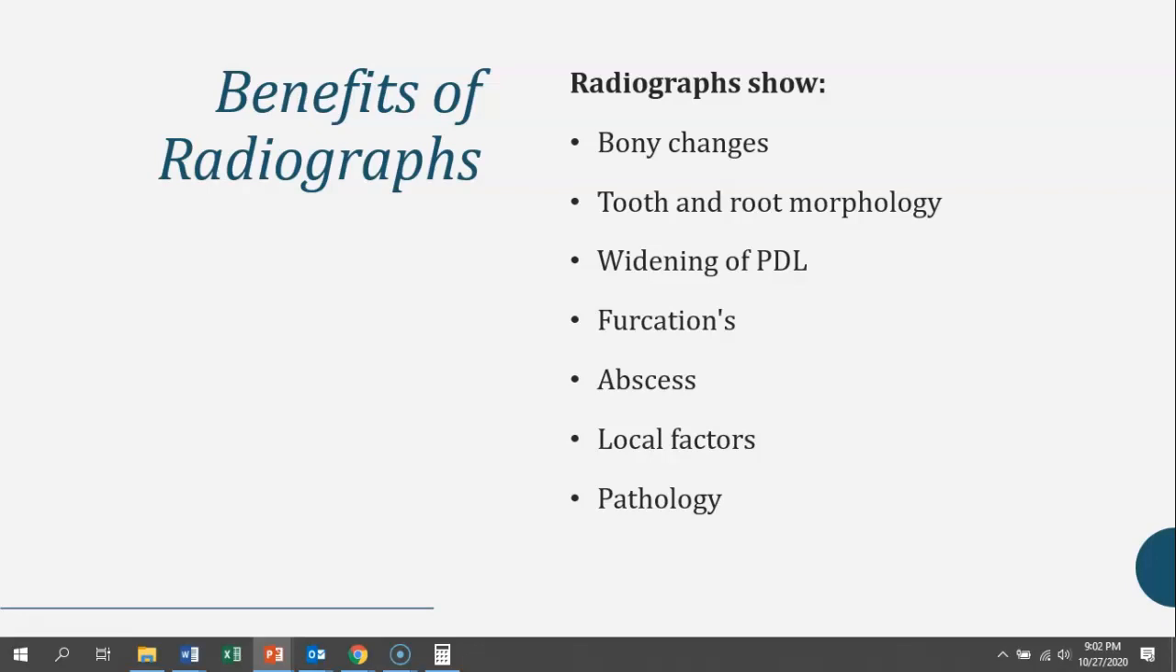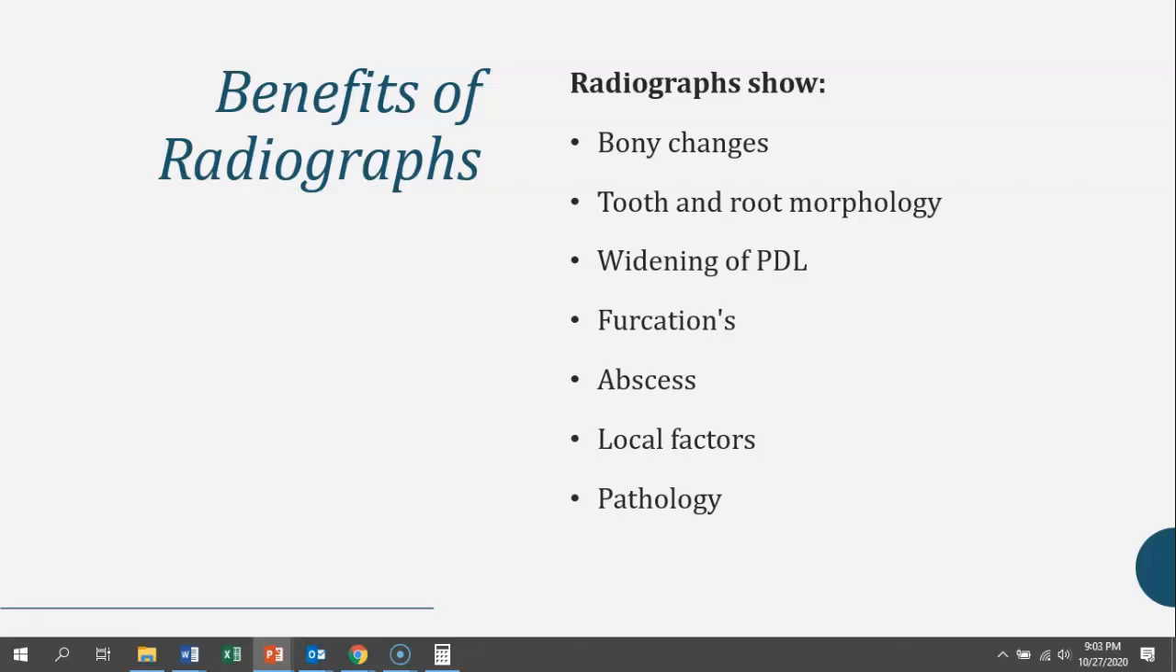You can see some tooth and root morphology, which is nice. Some things you can't see, but you can see other things, so it can be helpful. You can start to see a widening of the PDL. You can see furcation involvement, which is really nice because once it gets to a point where you can actually see it, normally all you can ever do is feel a furcation. So it's really nice to be able to have some kind of a visual on a radiograph. You're able to see abscesses. You could see either a periodontal abscess or an apical abscess, an endodontic abscess.